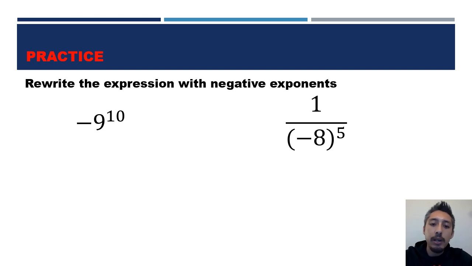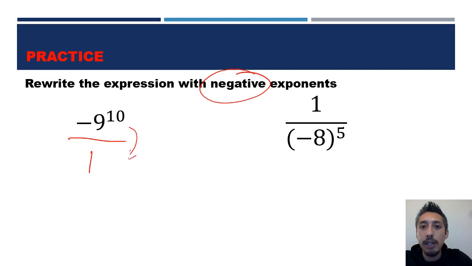Again, we're being asked to write our answer with negative exponents. For the first problem, we have negative 9 to the power of 10. That exponent, that 10, is positive and we want it to be negative. Like we said before, because we're dealing with negative exponents, we want to make this first number into a fraction. And because we want to change the sign of the exponent, we're going to move everything to the other side of the fraction. And I shouldn't say everything because technically the 10, the exponent, is only attached to the 9. The negative is not going to move down.